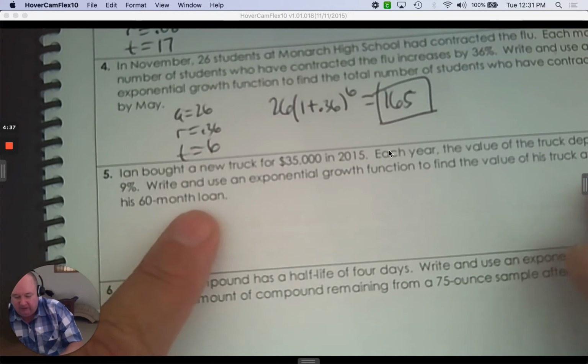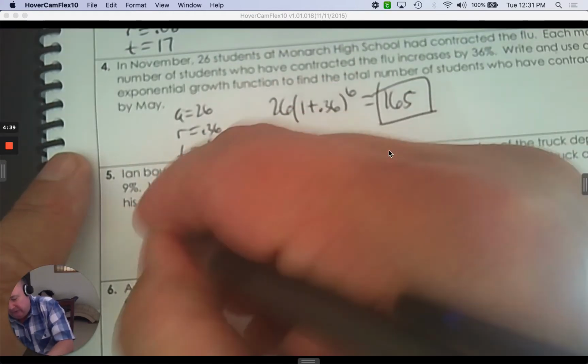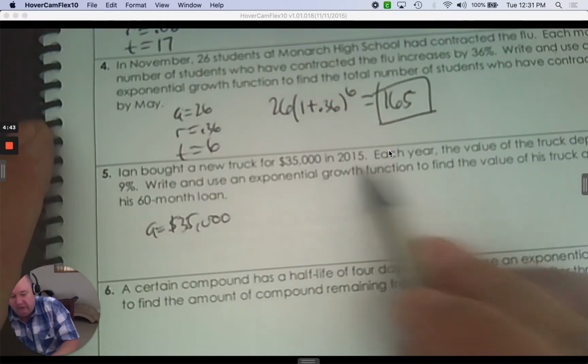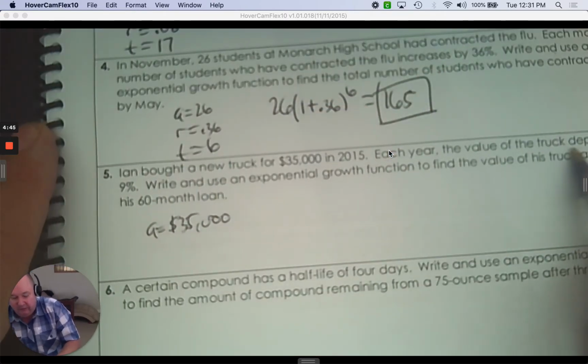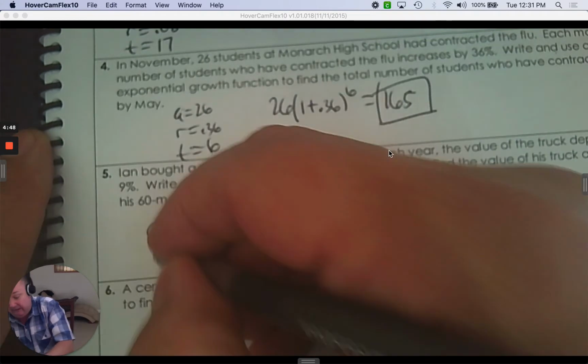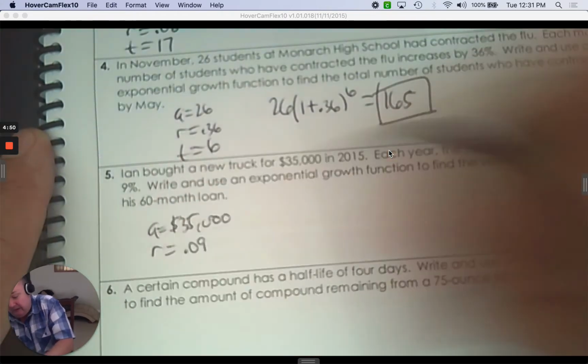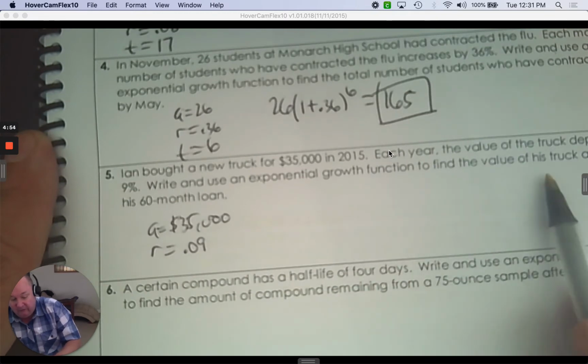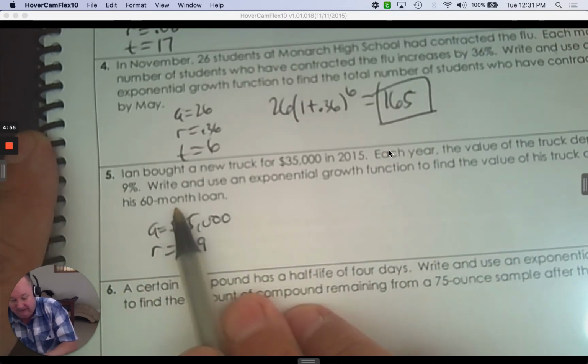Number 5. Ian bought a new truck for $35,000 in 2015. Each year, the value of the truck depreciates. It goes down in value, 9% as a decimal. Write and use a growth function to find the value of his truck at the end of his 60-month lease.